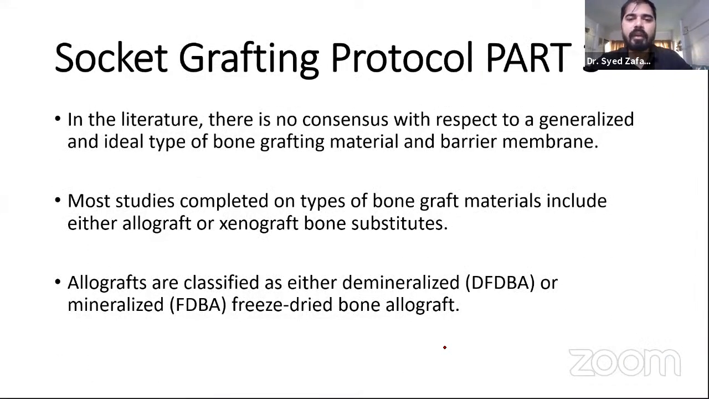What kind of bone? We already know there are two types of membrane, resorbable and non-resorbable, and there are allograft material and xenograft material, bone graft material. The allograft material can be demineralized or mineralized. In demineralized bone, the minerals are extracted out. In freeze-dried bone, all the mineralized content is intact.